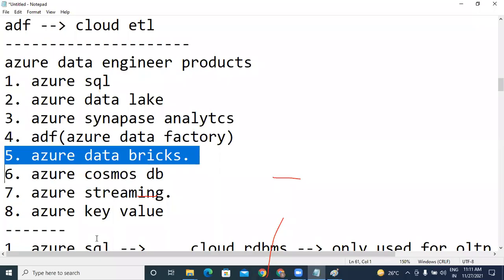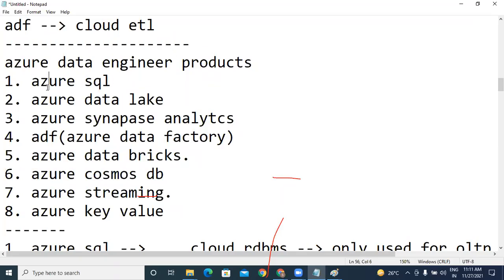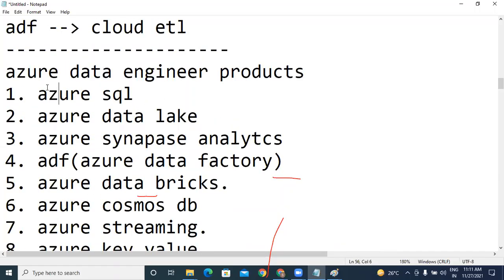Suppose I am an ADF developer, which other products do I need to be involved with? I need to connect data with on-premise systems and sometimes with cloud systems. At that time I need Azure SQL. And always my target will be either Synapse or data lake. Either Synapse or data lake, I need to interact with them.